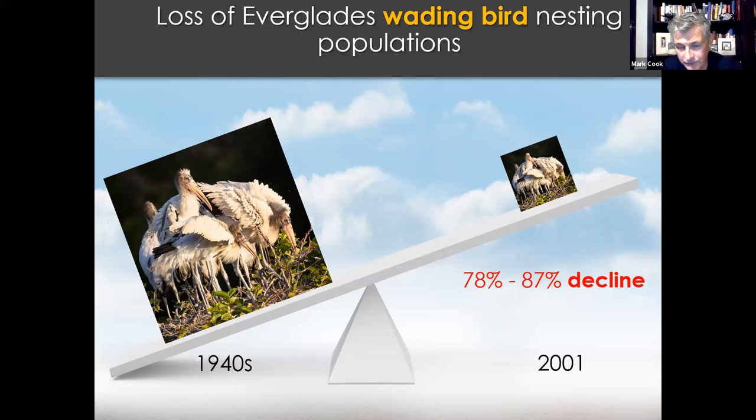So wading birds, for instance, the group of animals that I'm a specialist in and have been studying for the last 20 odd years, have declined dramatically. These are major indicators of the health of the Everglades. They represent the hydrologic conditions in the Everglades. And in the time period from the 1940s to the early 2000s, they declined dramatically, particularly these tactile foraging species, species that feed by touch, such as the wood storks and the white ibis, that have declined by 87% and 78% respectively during this period.